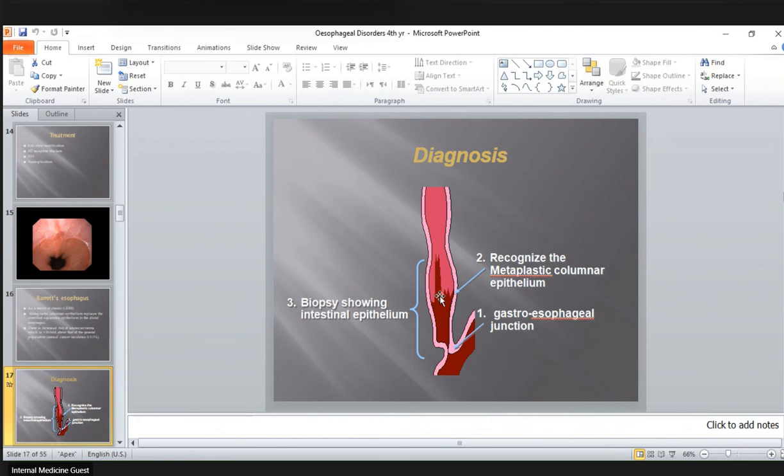If there is columnar epithelium above the GE junction, then we are talking about Barrett's esophagus. It needs to be biopsied to confirm the diagnosis, with the biopsy showing intestinal epithelial cells.